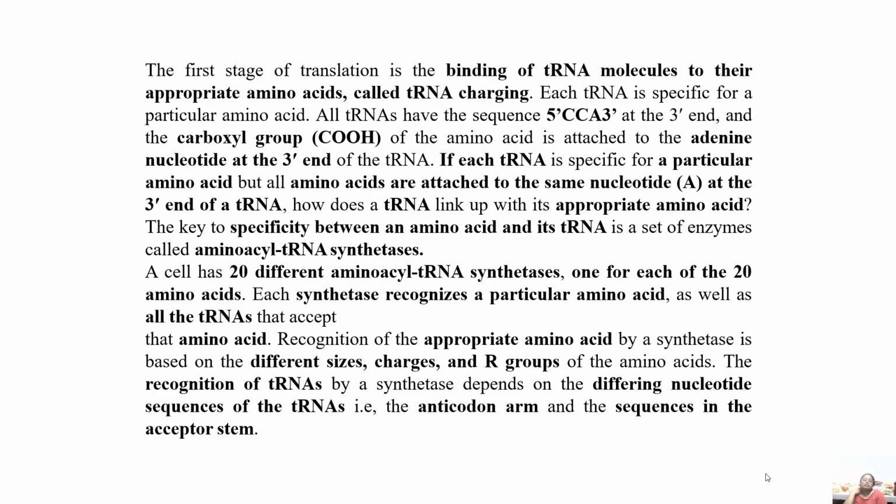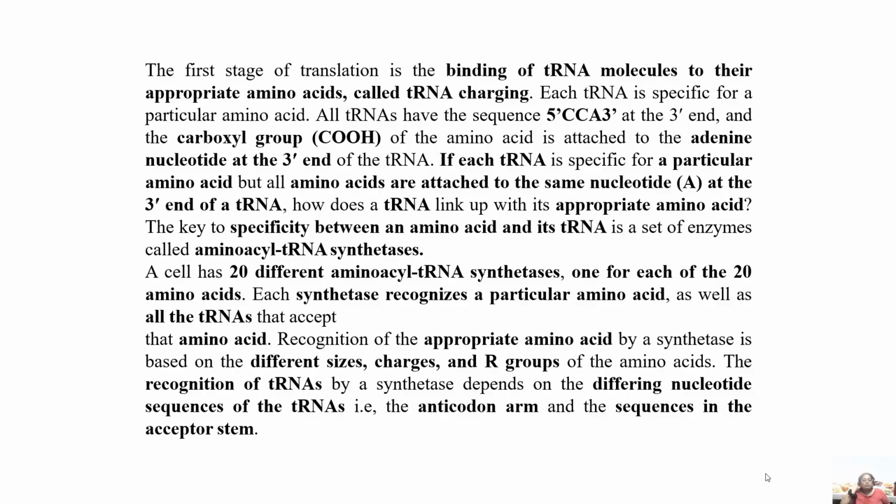Now, the first step in translation is the binding of tRNA molecules to their appropriate amino acids, called tRNA charging. Each tRNA is specific for a particular amino acid. All tRNAs have the sequence 5' CCA 3', right? So at the 3' end, the carboxyl group of the amino acid is attached to the adenine nucleotide at the 3' end of the tRNA.